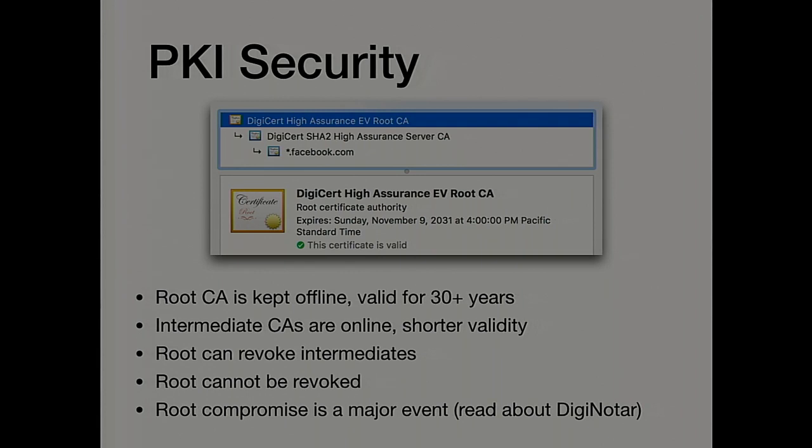The intermediate CAs cannot be offline because they are signing certificates all day long. So those can be online. They also use HSMs, but they use online HSMs, so those HSMs are connected to a network somewhere. And they always have shorter validity. This particular one is 10 years. At Facebook, we do 2 years.